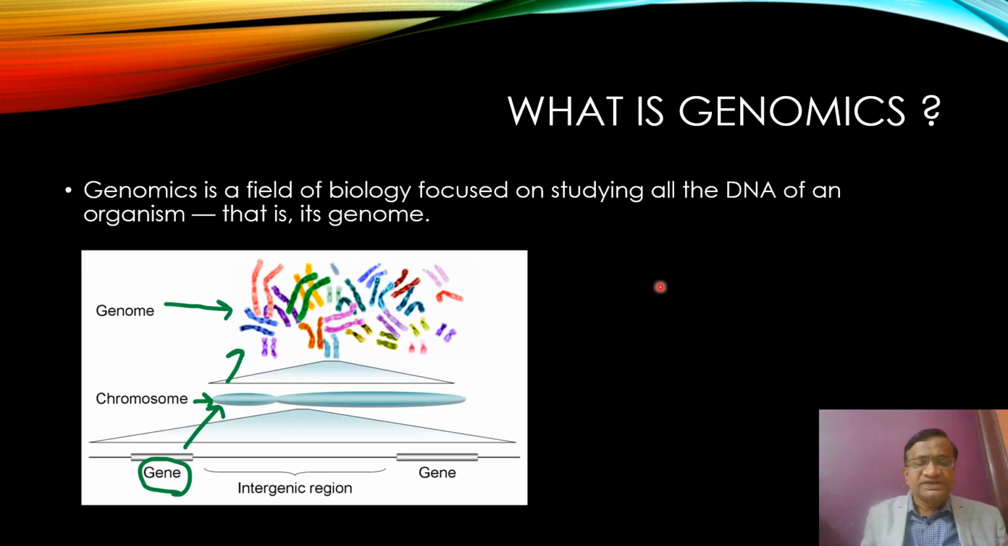What is genomics? Genomics is a field of biology studying all the genomes. Now you see, this is the gene. This is the intergenic region. Now you have a chromosome. Then there are so many pairs of chromosomes, and this is what is called the genome. And the study of a genome is basically genomics.